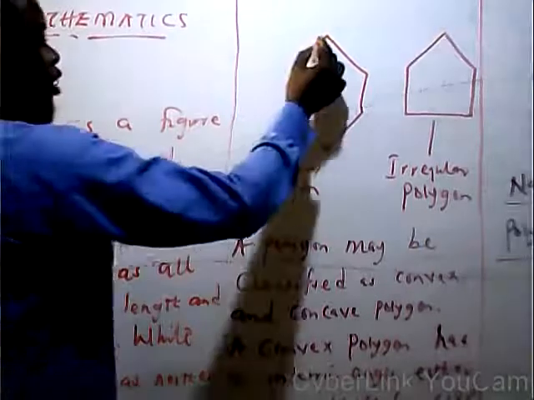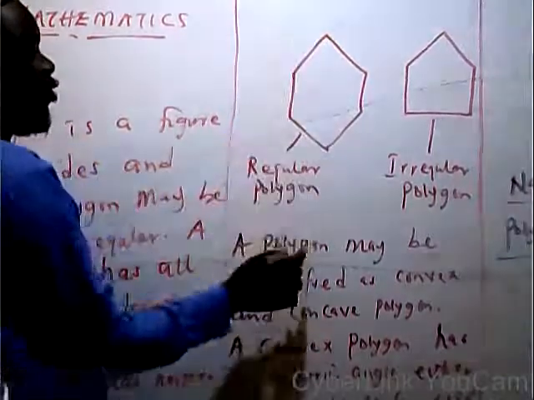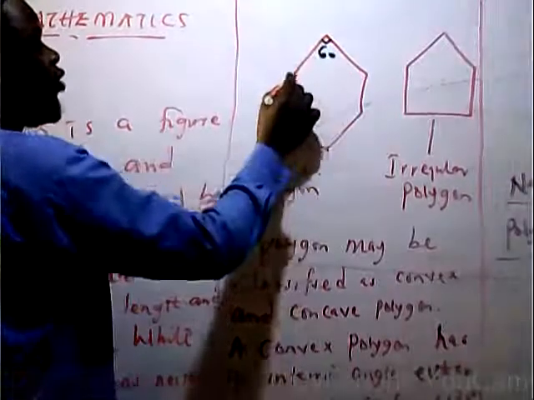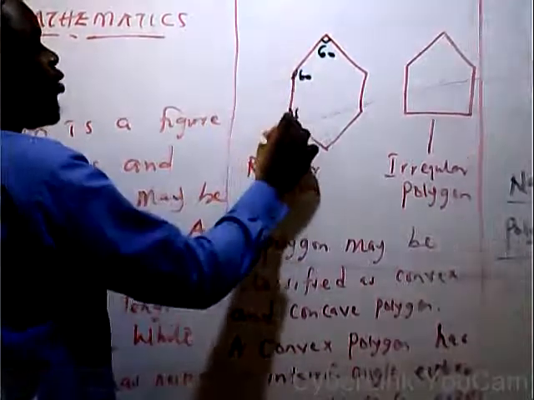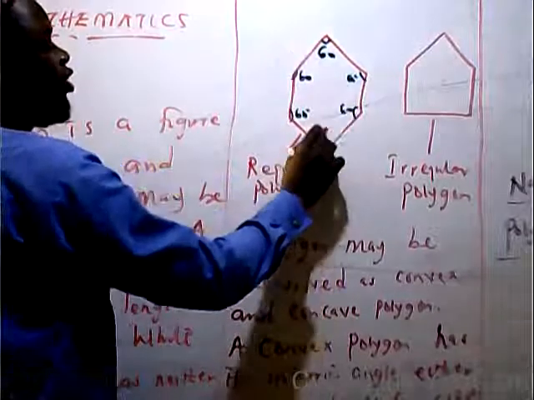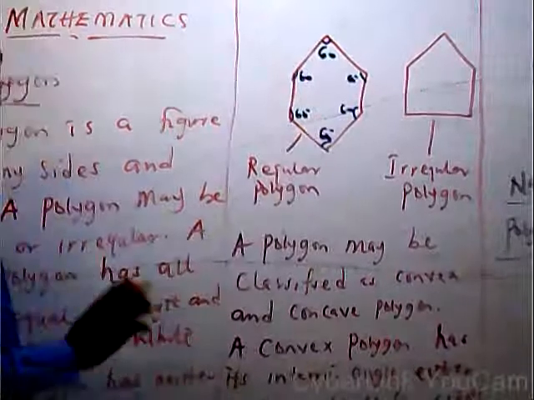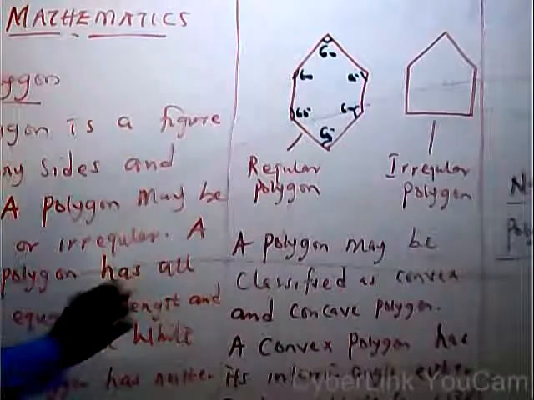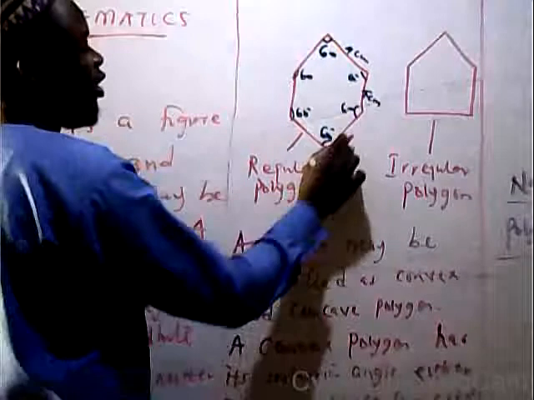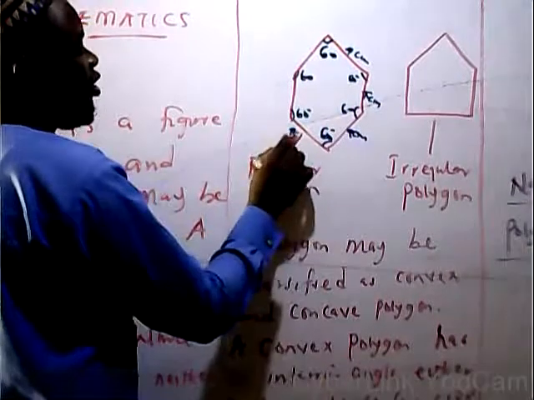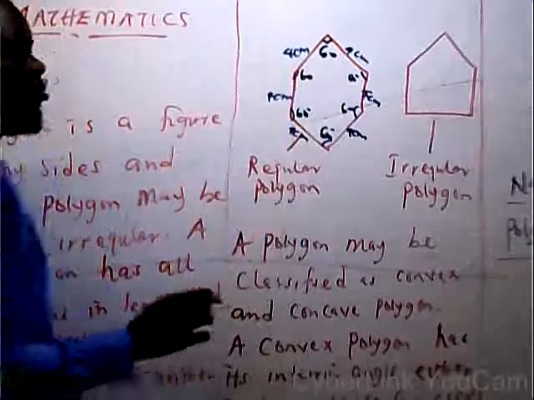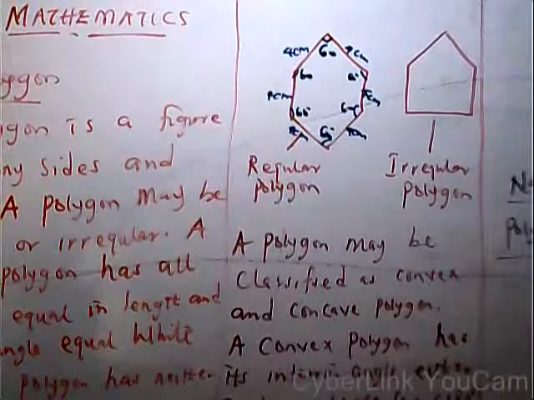Look at this one. For example, we have a regular polygon here. It means that if this one is, let's say, 60 degrees, this one is also 60 degrees, as well as this one 60 degrees, this one 60 degrees, and this one 60 degrees. That is regular for the angles. For the side, if this one is 4 centimeters, we also have this one 4 centimeters, this one 4 centimeters, this one 4 centimeters, this one 4 centimeters, and this one 4 centimeters. That is also regular for the side.